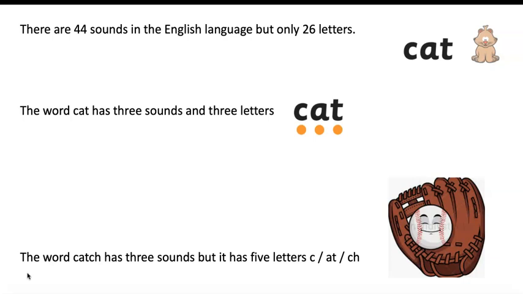In the word cash, when we say the word cash to ourselves, as if we've got some money, we've got some cash, how many sounds can we hear? Let's sound it out to ourselves. We can hear k, we can hear a, and we can hear sh. So let's think about how many letters are going to be in that word.